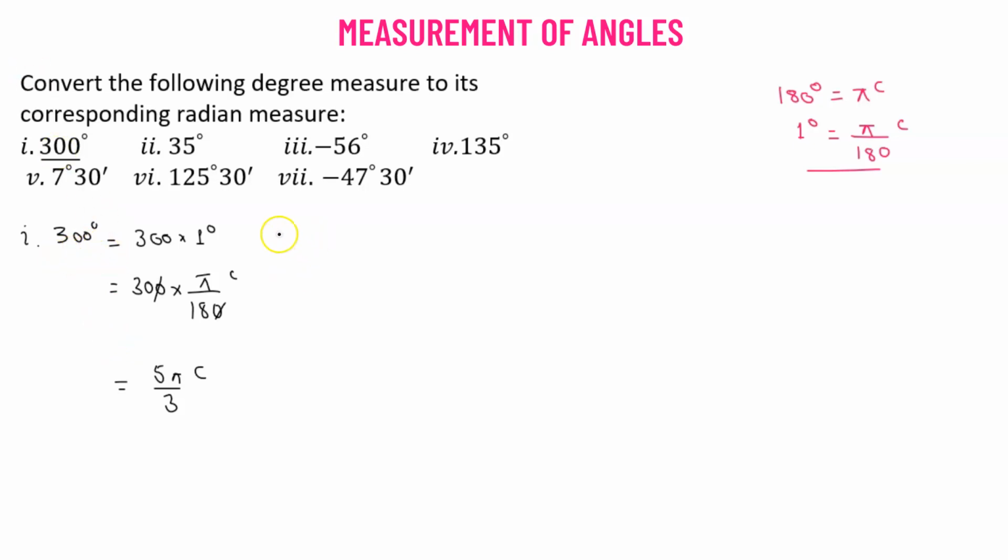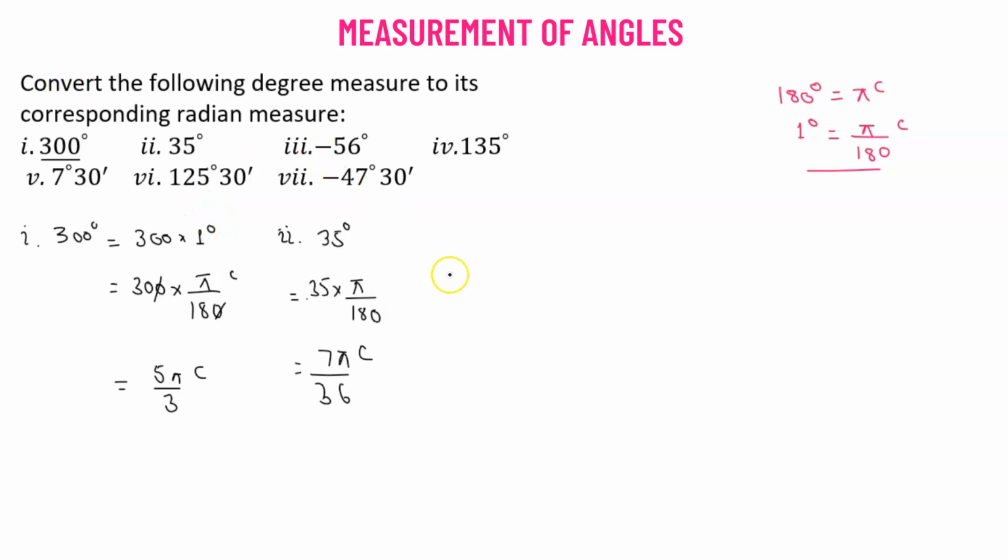Moving on to the second one, we have number 2, which is 35 degrees. All we have to do is take 35 and multiply it with pi over 180. Okay, so we'll start with 5. 5 times 7 is 35. So we have 7 pi in the numerator, and 5 times 36 is 180. So 35 degrees in terms of radians will be 7 pi over 36 radians.